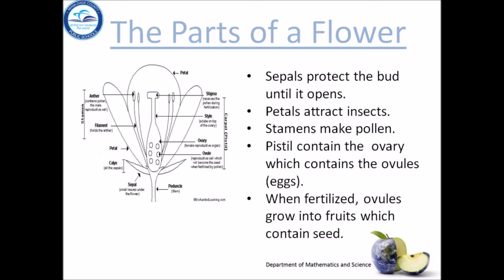Parts of a flower. The sepal protects the bud until it opens. Petals attract insects. Stamens make pollen. Remember, the stamen is the male part of the flower. The pistil contains the ovules or eggs. When fertilized, ovules grow into fruits which contain seeds.